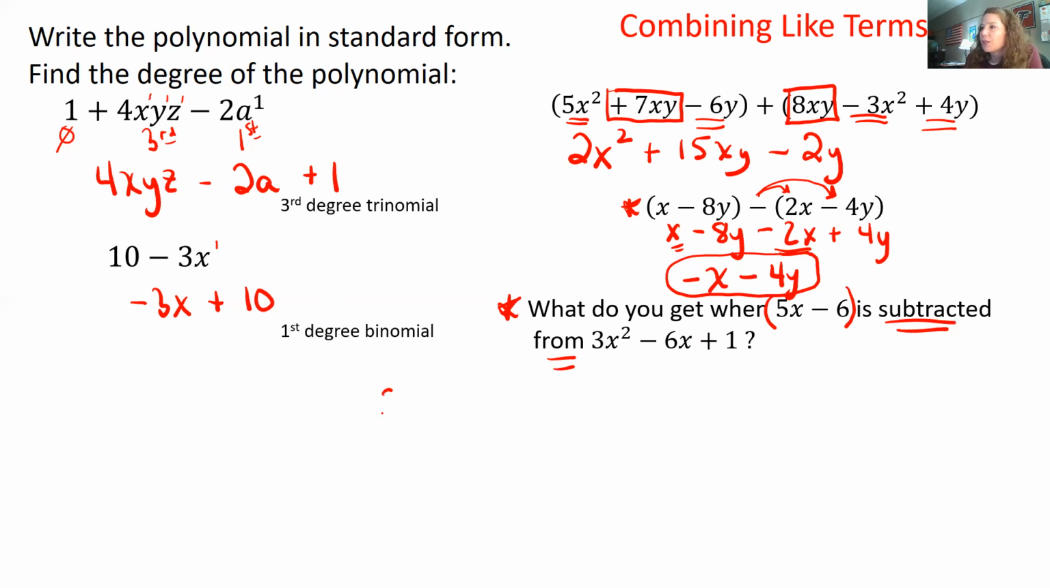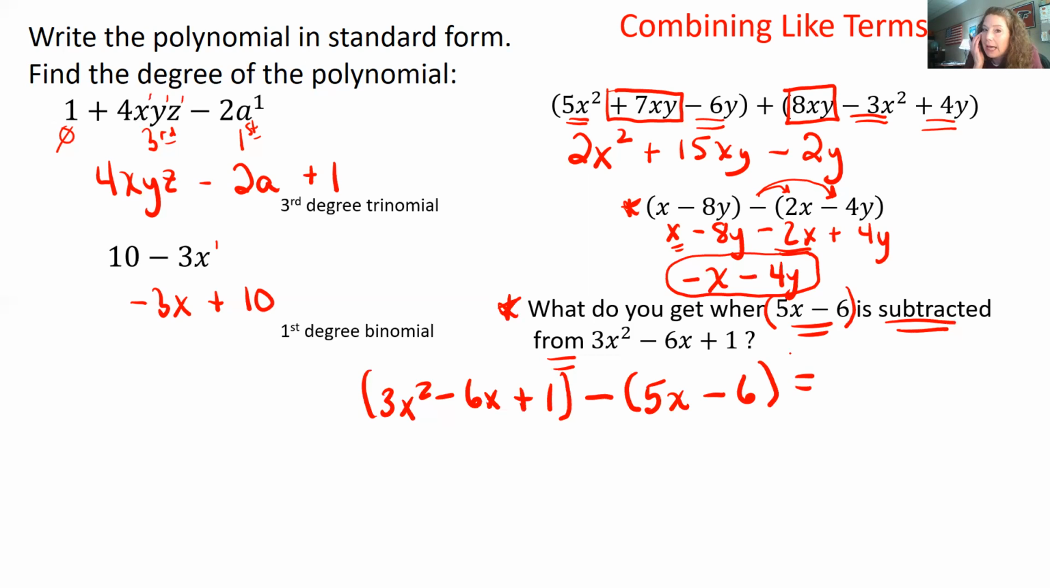So you start with 3x squared minus 6x plus 1. And then from that whole expression, you're going to subtract, and then you have to make sure you put this in parentheses. If you don't, you're really technically only subtracting a 5x instead of 5x minus 6. So it's very important how to line those up right, to write them in the right order.